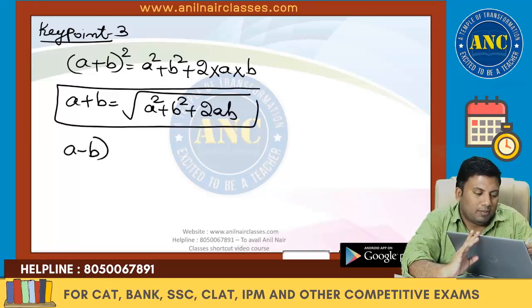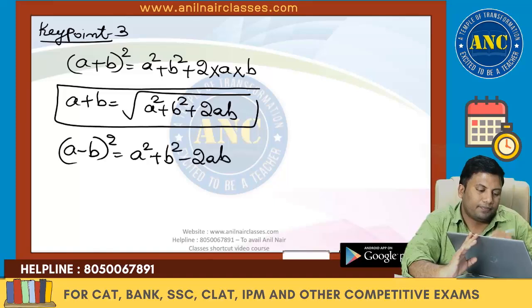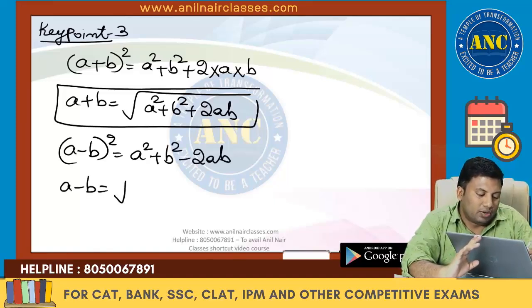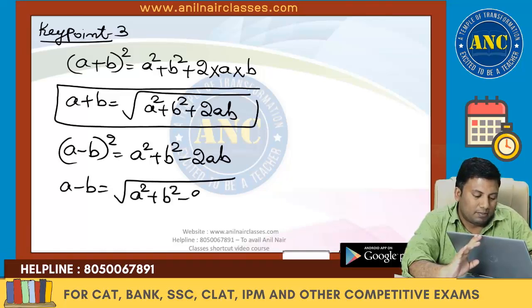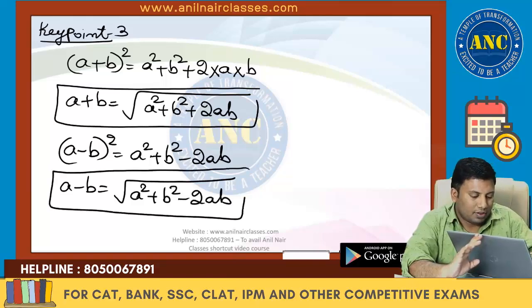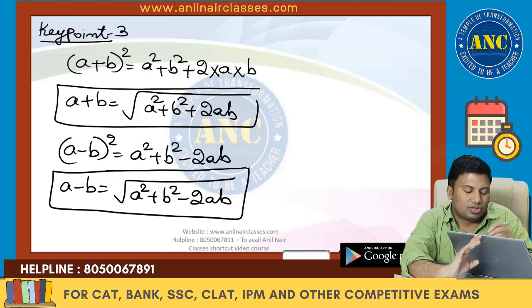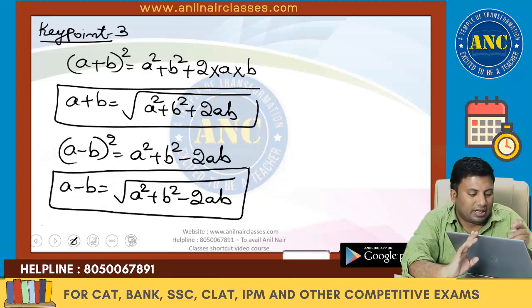Similarly, A minus B whole square is A square plus B square minus 2AB. So if I apply the square root to the right hand side, it is A square plus B square minus 2AB. These two are extremely important key points.